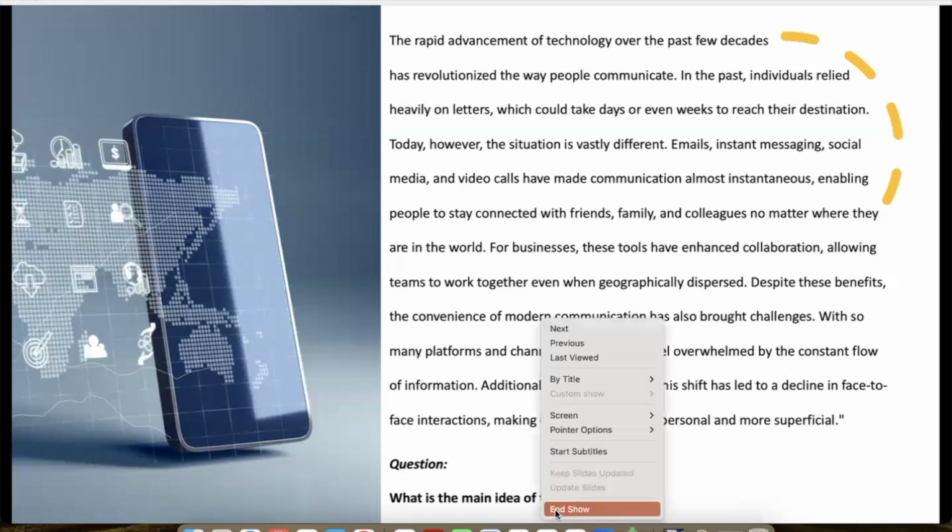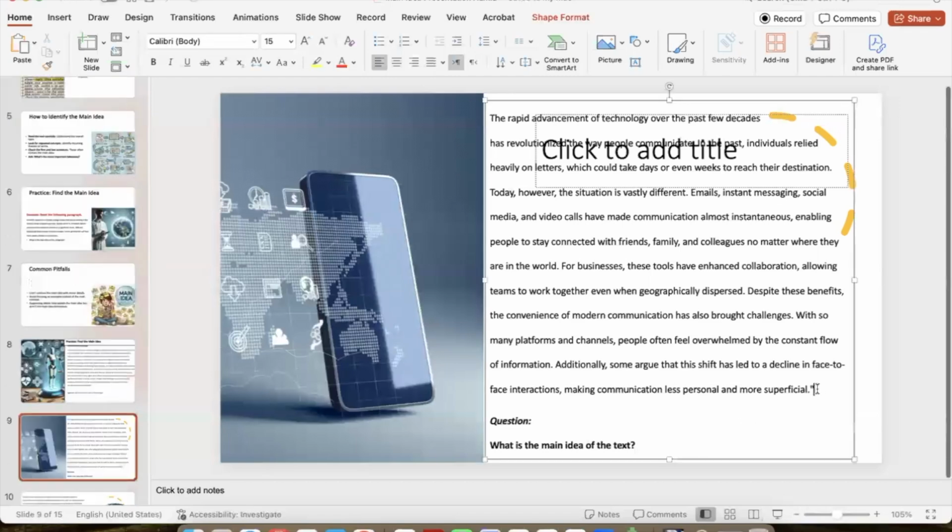Oh, let me just get rid of these quotation marks at the end.